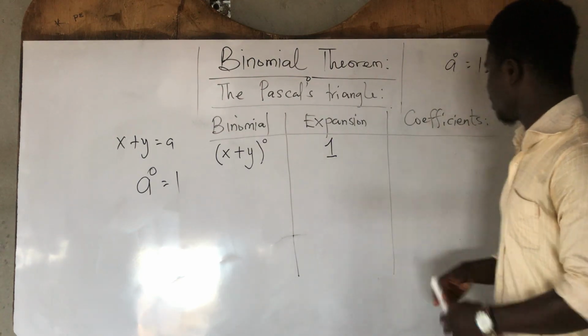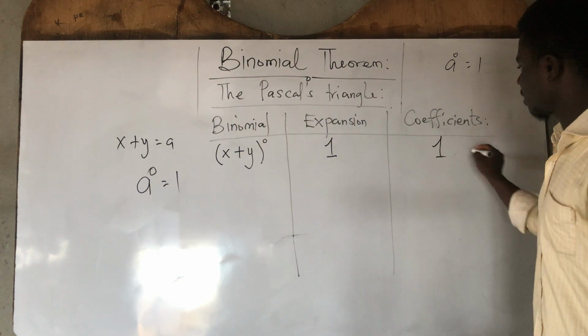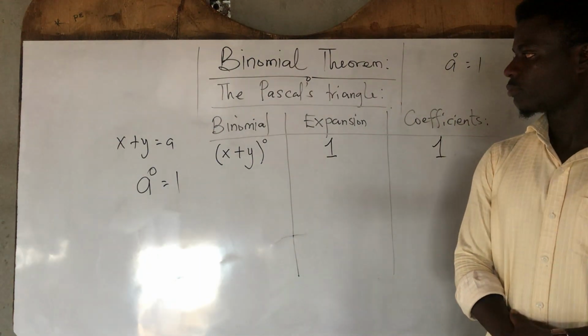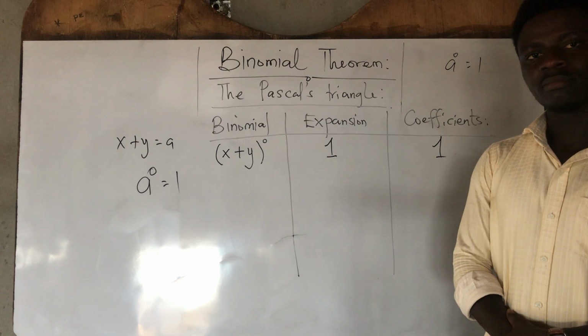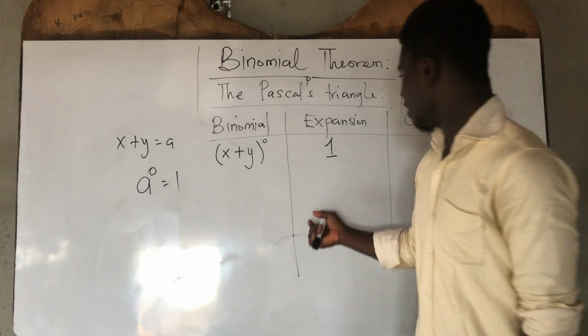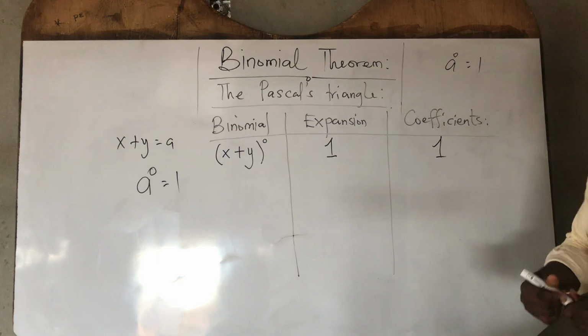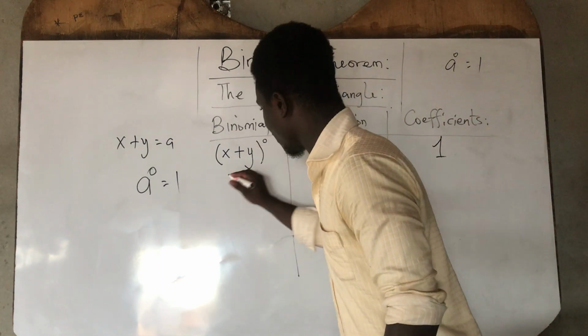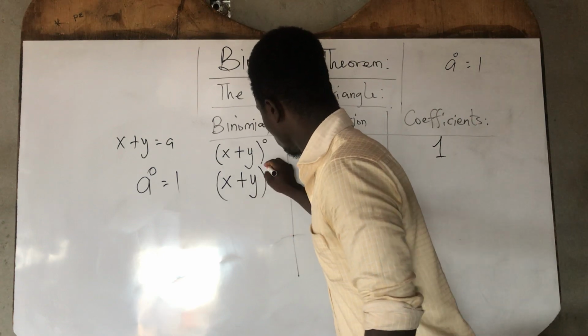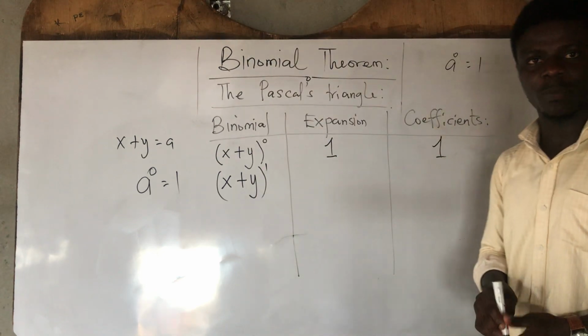And what's the coefficient here? The coefficient is still 1. I believe you understand that. Let's develop. Still, we have our next one: x plus y to the power 1.